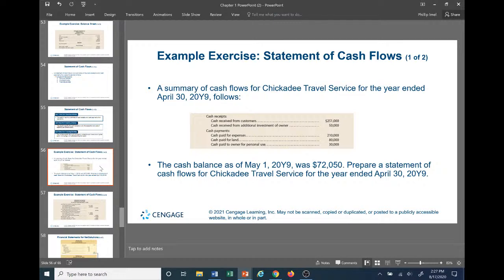Now let's look at another example exercise for the statement of cash flows. So a summary of cash flows for Chickadee Travel Service for the year ended April 30th, 2009 follows. So right here, we have cash receipts, so money coming into the company is cash received from customers. Then we have cash received from additional investment by an owner. The cash payments are cash being spent by the company, cash going out, cash paid for expenses, cash paid for land, cash paid to owner for personal use. Okay, the cash balances as of May 1st, 2009 was $72,050. They want us to prepare a statement of cash flows for Chickadee Travel Service for the year ended April 30th, 2009.